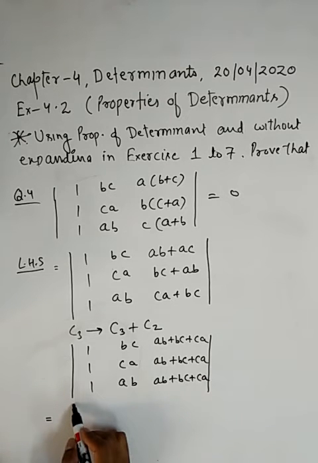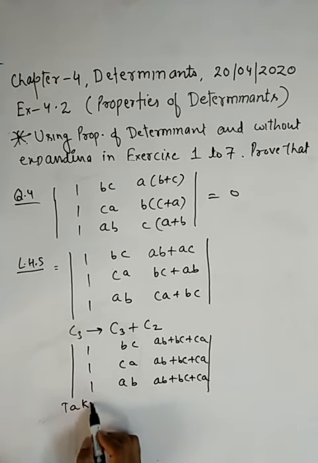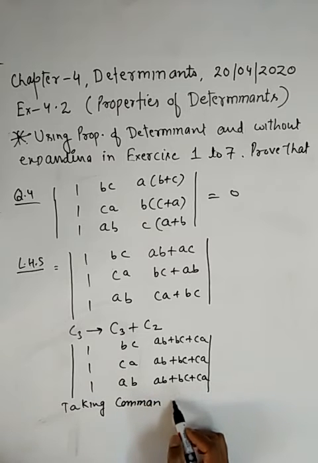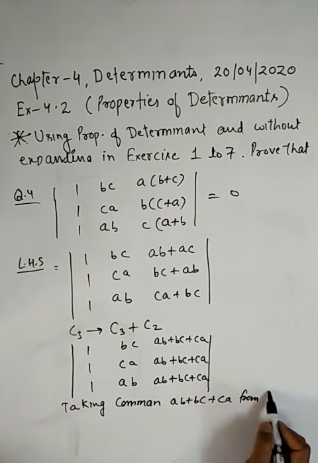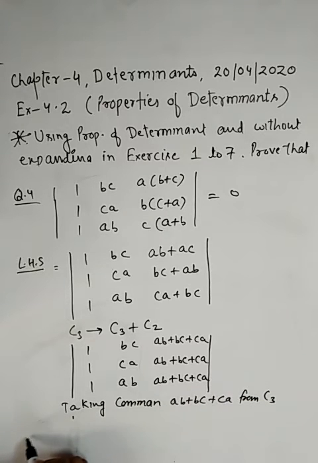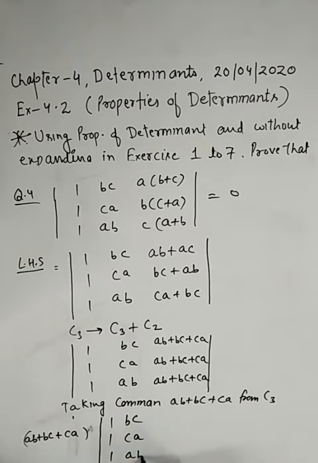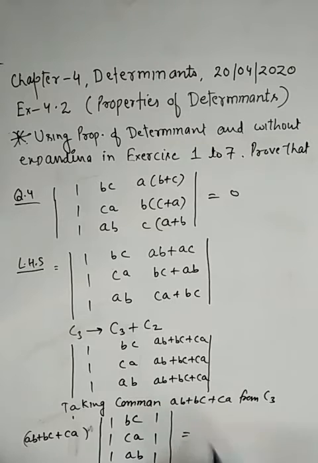Now this is equal to, taking common AB plus BC plus CA from column 3. This is AB plus BC plus CA. This is 1 1 1 BC CA AB. This is 1 1 1. When we take common, this will wrap this.